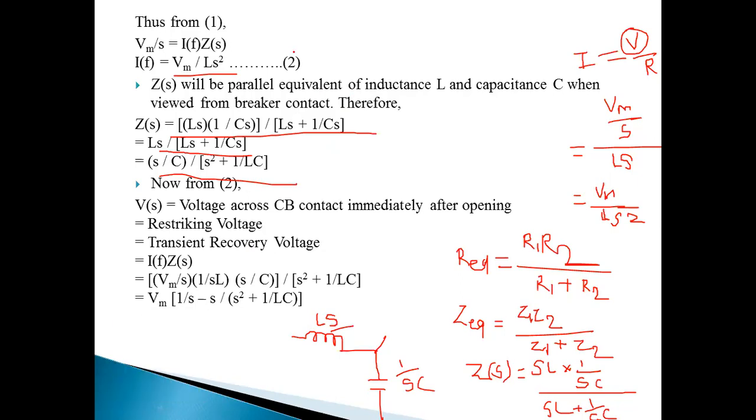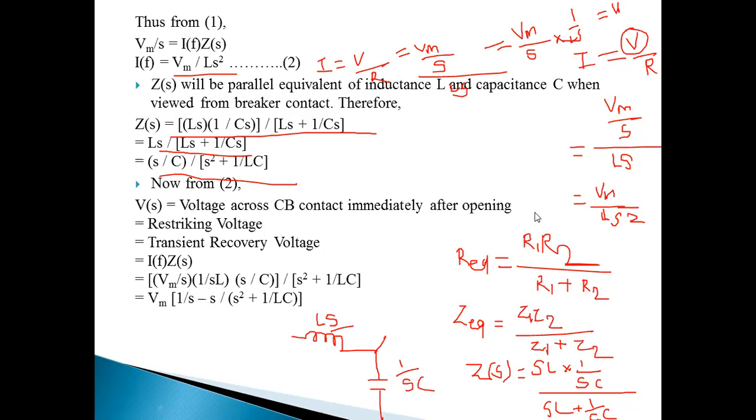This I is equal to V divided by R. So this V is nothing but Vm divided by S and divided by this L into S. So we can write this as Vm divided by S into 1 divided by Ls. I think you understood now how it is written. This term is only split here.